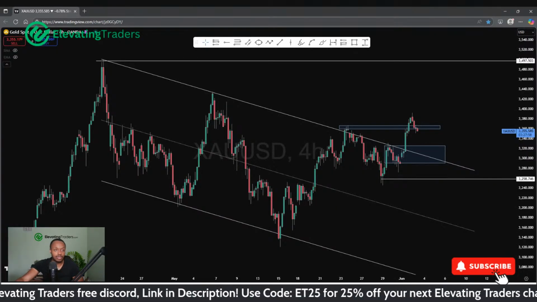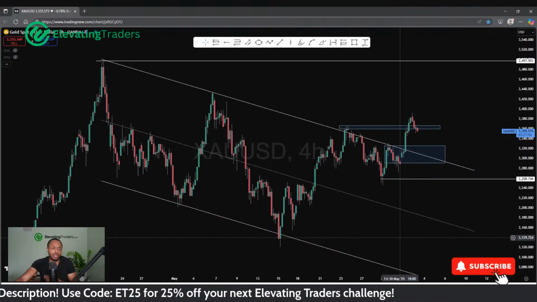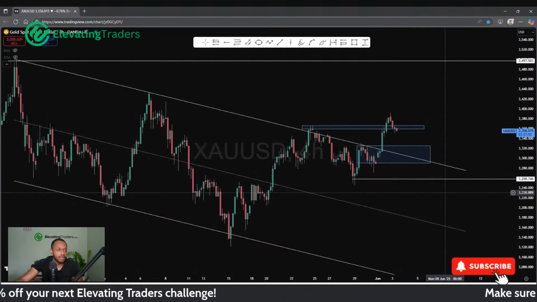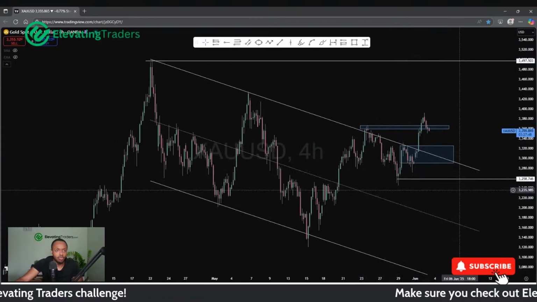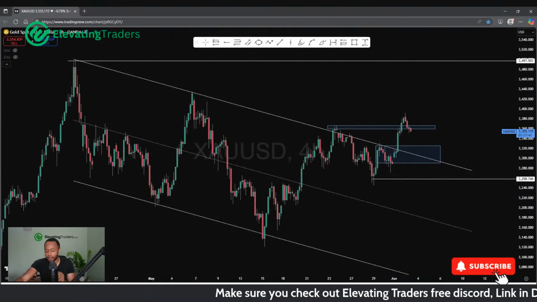Leave some position on the table. Of course, trail stops as well. Don't just let it run aimlessly. Have that safety on. But yeah, I'll see what price can do and see if we can get it back to that high and hopefully further as well.